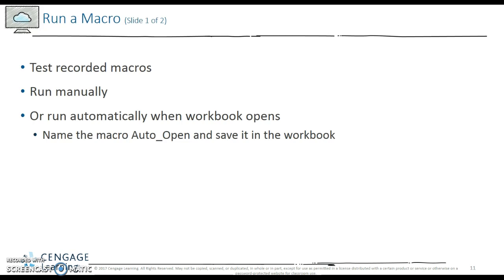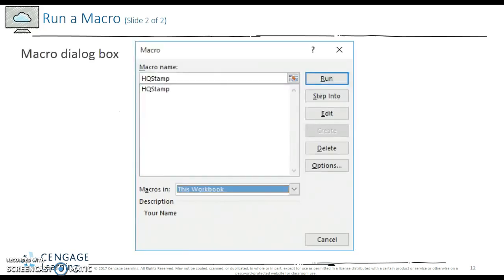When you run a macro, you can run it manually. You can test it, and I suggest you do test it to make sure that it works correctly, or you can run it automatically when the workbook opens. What you would have to do is name the macro Auto_Open and save it in the workbook. Here's the Macro dialog box. This is an existing macro that has already been created, and here's an example of using that dialog box to manually run that macro.